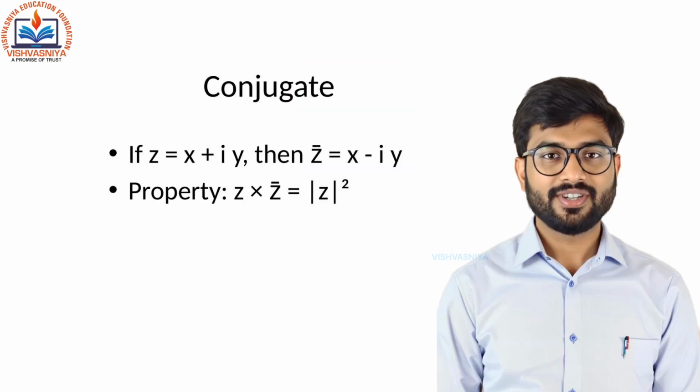Sir, why do we multiply with conjugate in division? Good doubt. Multiplying with conjugate removes i from denominator, making it purely real. That makes division simpler. Conjugate of a complex number: if z equals x plus iy, then its conjugate is written as z bar equals x minus iy.